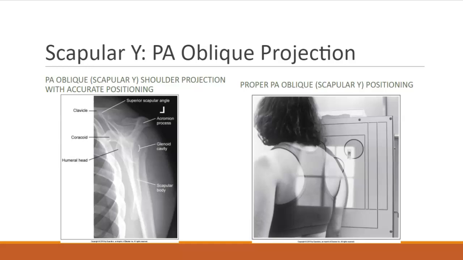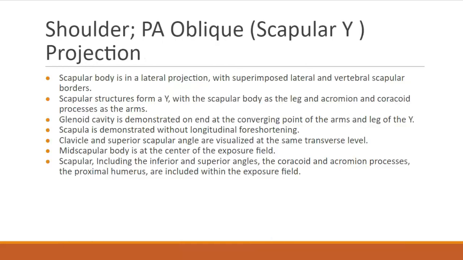The scapula should be demonstrated without longitudinal foreshortening. The clavicle and superior scapular angle are visualized at the same transverse level. The mid-scapular body should be demonstrated at the center of the exposure field. The scapula, including inferior and superior angles, the coracoid and acromion processes, and proximal humerus should all be within the exposure field. Here are those guidelines for you to review at your leisure.